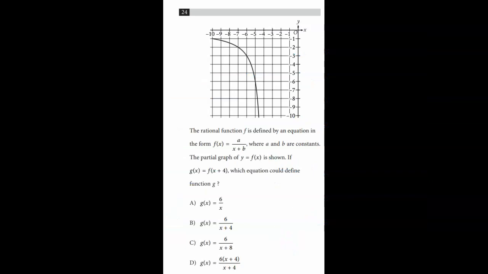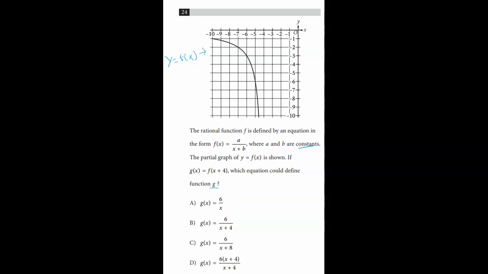All right, number 24. Oof. This is giving us a graph. So let's read it. The rational function f is defined by an equation in the form f(x) equals a over x plus b, where a and b are constants. Okay, so they're not changing. The partial graph of y equals f(x) is shown. So this is y equals f(x) right here. If g(x) equals f(x) plus 4, which equation could define the function g?